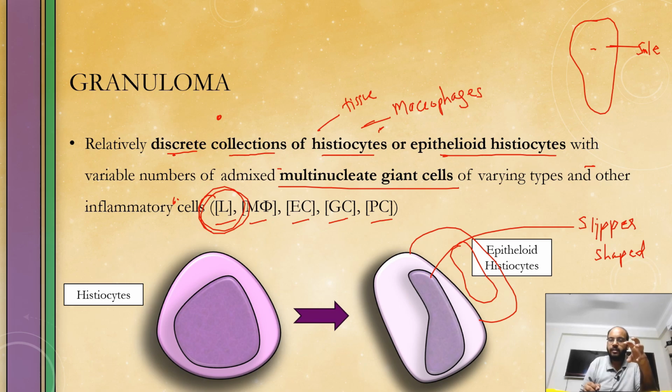A lot of epithelioid histiocytes will be together, and they will be so much together that you cannot distinguish between one cell as compared to another, and you will just see this slipper-shaped nucleus. So in a slide, wherever you see collection of slipper-shaped nucleus, remember that it's a collection of histiocytes, or to be correct, epithelioid histiocytes. So let's see how a granuloma forms.